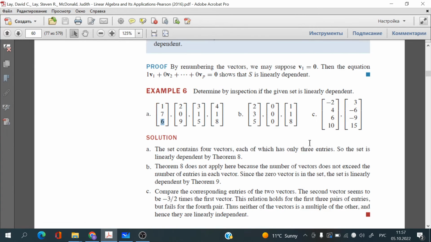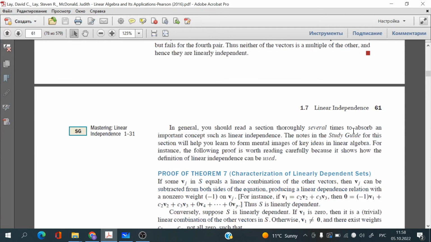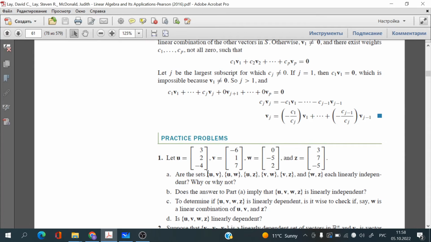What about C? Compare the corresponding entries of the two rows. The second vector seems to be -3/2 times the first vector. Indeed, this relation holds for the first 3 pairs of entries, but fails for the fourth pair. So the last entry does not satisfy it, right? Thus, neither vector is a multiple of the other, and hence they are linearly independent. So basically, that's it.